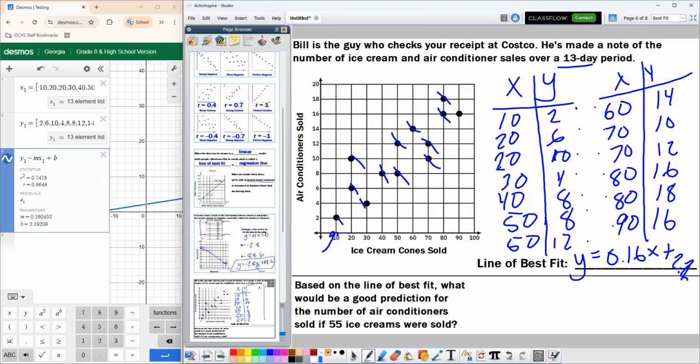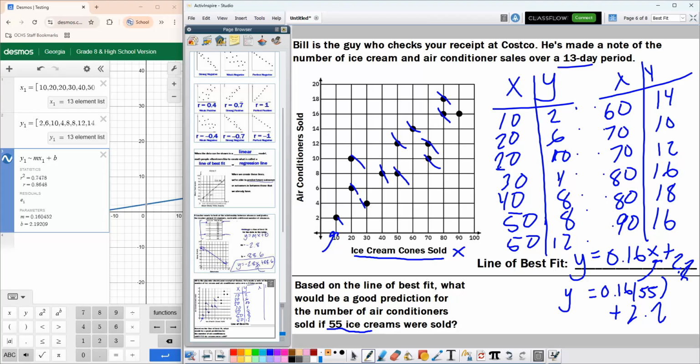Okay. So based on the line of best fit, what would be a good prediction for the number of air conditioners sold if 55 ice creams were sold? Well, ice creams sold, those are all my x values down there. So I want to plug in 55 for x right here. I'd have y equals 0.16 times 55 plus the 2.2.